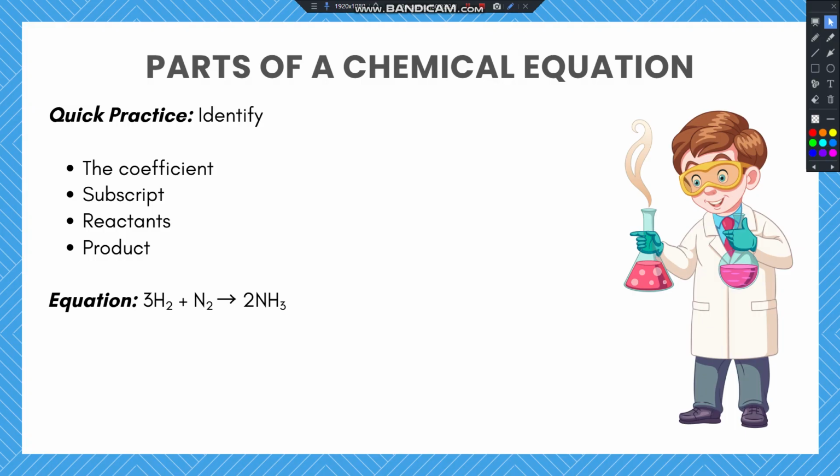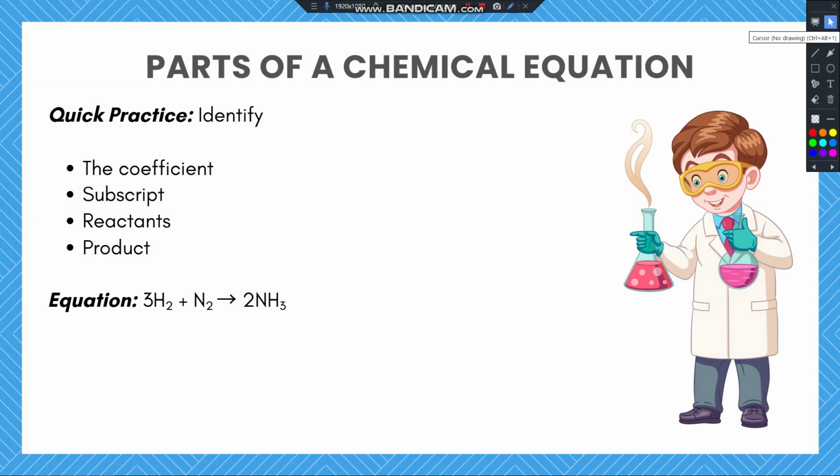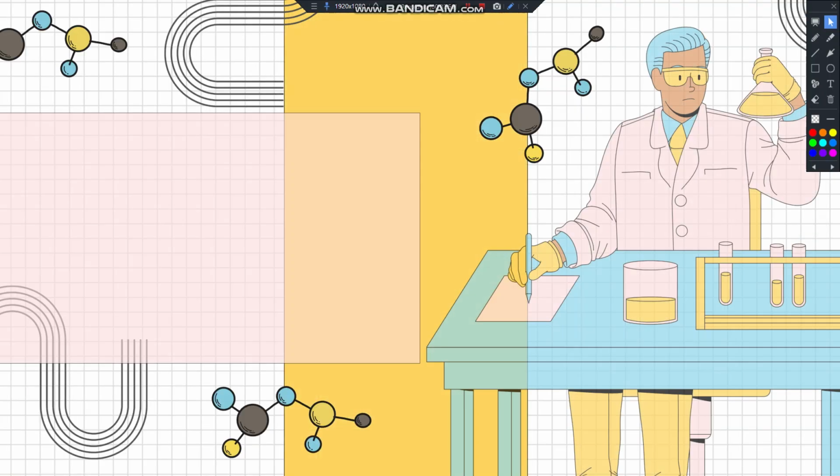So here's a quick practice question I'd like you to handle before we get to the next video. The chemical equation is on the screen right now. I want you to identify the coefficient, the subscript, the reactants, and the product. Here is the chemical equation. Do that. Drop your answers in the comment section and I'll be there to give a reply to that.